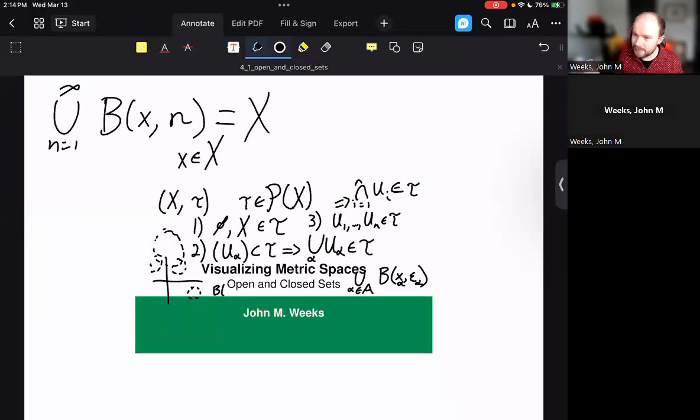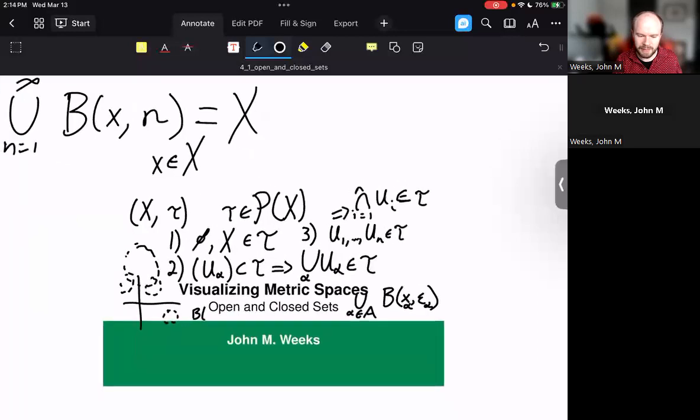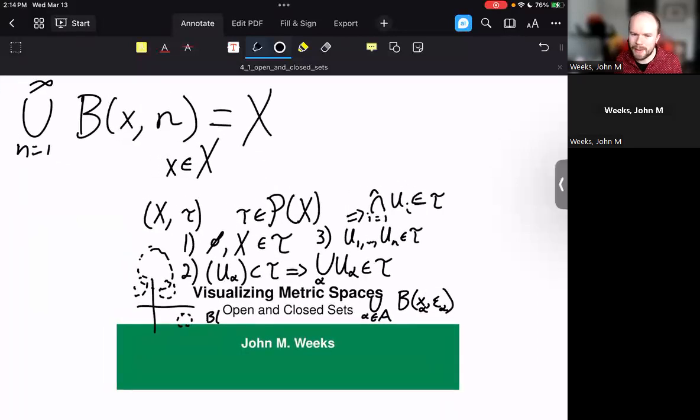The empty set is the empty union. You're unioning no sets at all. Then arbitrary unions, you can see how these things can be open. And then finally, finite intersections is a little bit trickier, but we'll talk a little bit about how this sort of stuff can be found once we talk a little bit more about open and closed sets. But defining these to be the open sets of a metric space ends up being very useful for us.